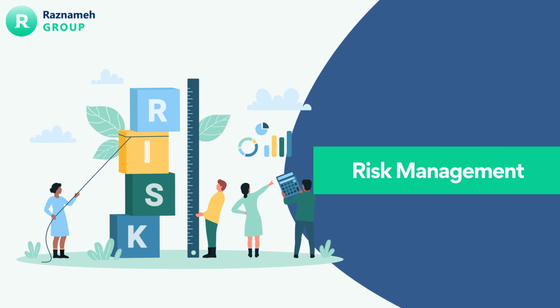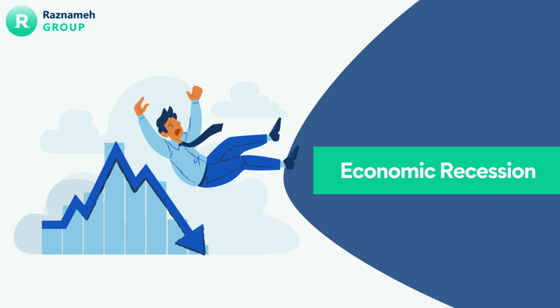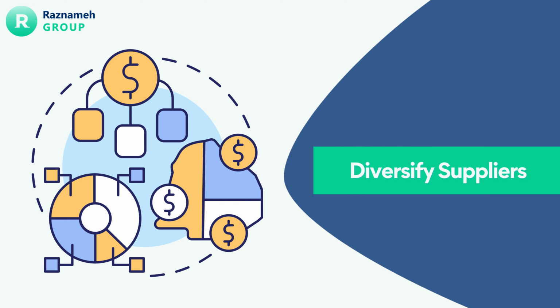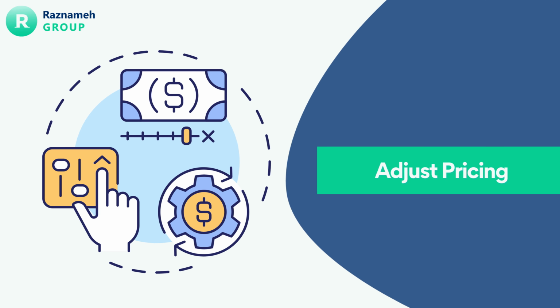Let's say your analysis shows that the economy is heading towards a recession. You may diversify your suppliers or adjust your pricing to maintain profitability.